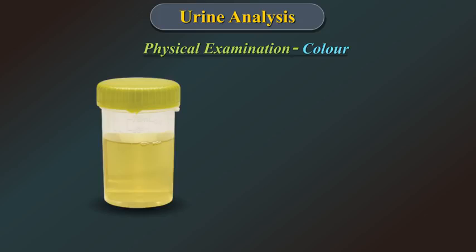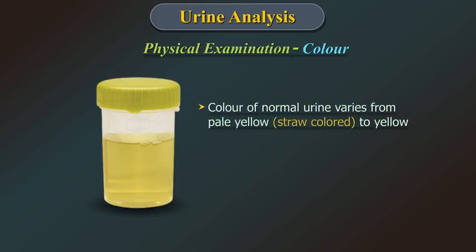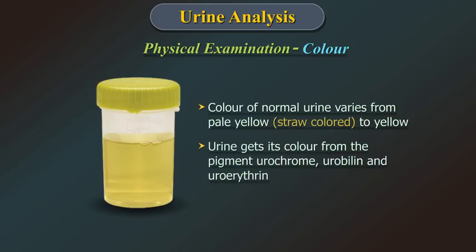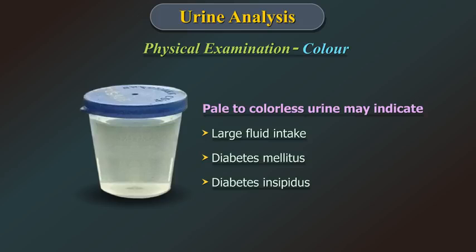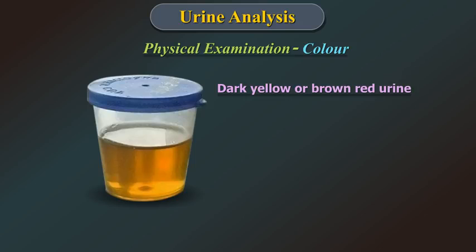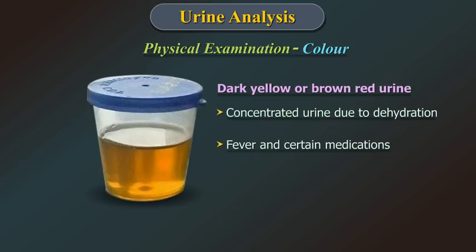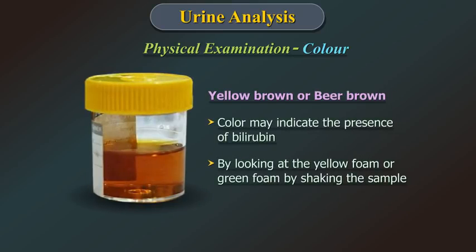We begin with color. Color of normal urine varies from pale yellow, that is straw color, to yellow. Urine gets its color from the pigment urochrome, urobilin, and uroerythrin. Pale to colorless urine may indicate large fluid intake, diabetes mellitus, and diabetes insipidus. Dark yellow or brown red urine may indicate concentrated urine due to dehydration, fever, or certain medication. Yellow brown or beer brown color may indicate the presence of bilirubin.